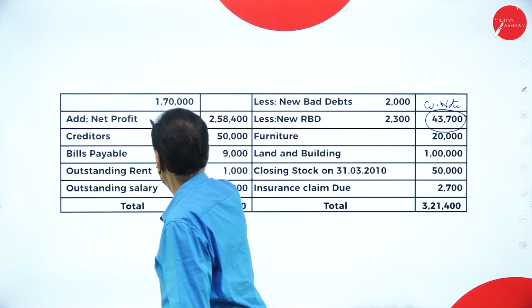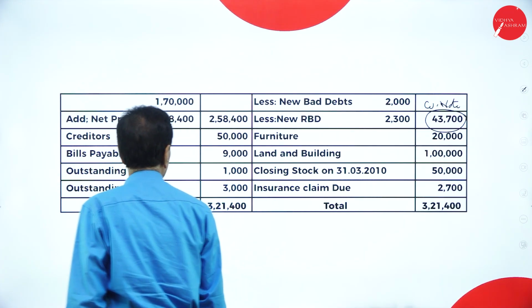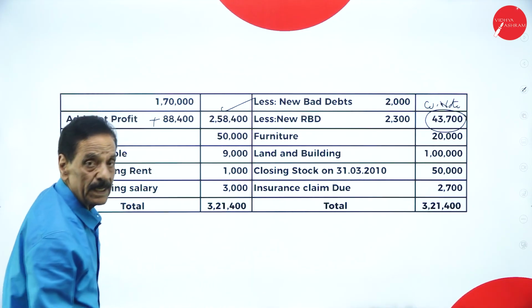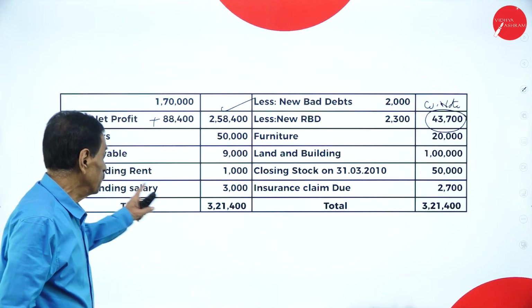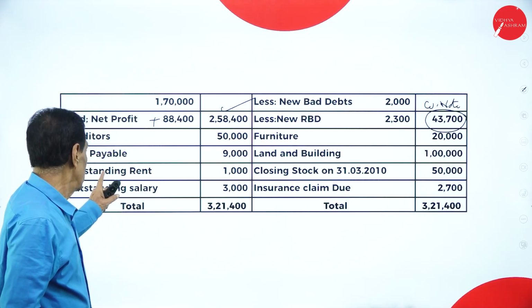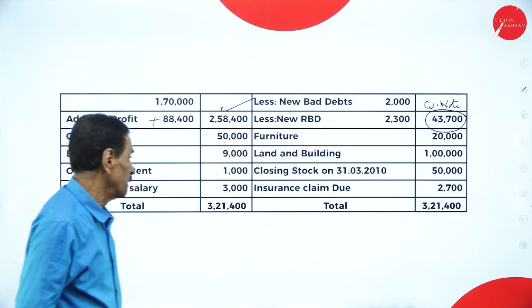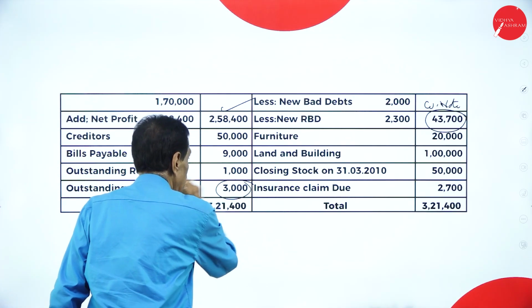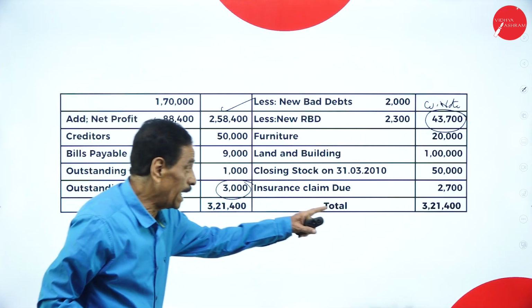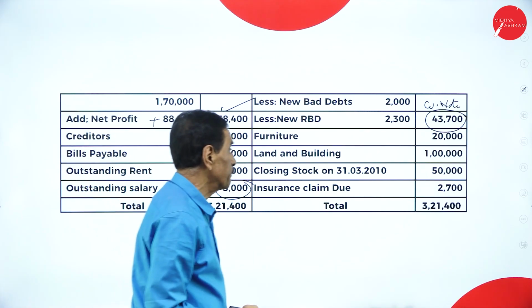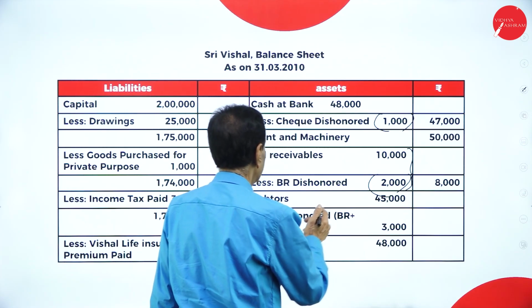Add net profit 88,400. It becomes 2,58,400. Creditor 50,000. Bills payable 9,000. Outstanding rent 1,000. Outstanding salary 3,000. So it will tally for 3,21,400. This is important here.